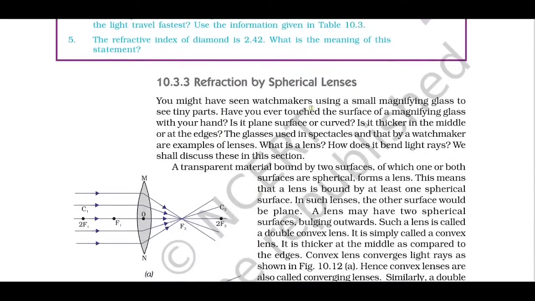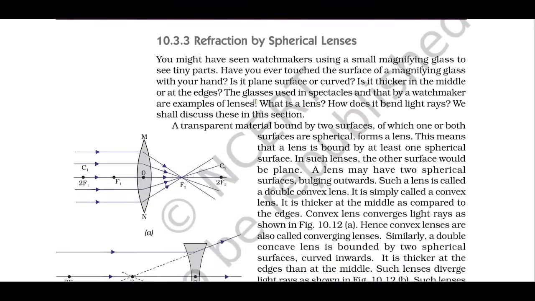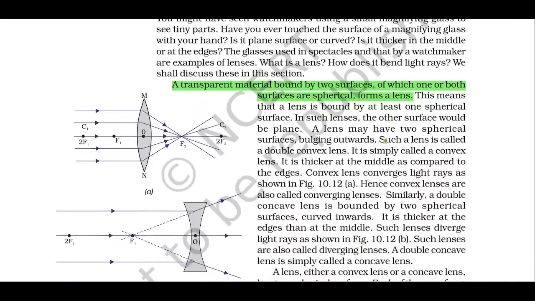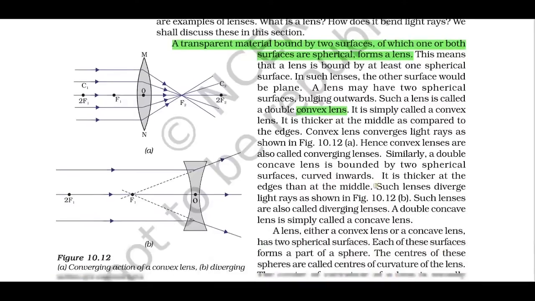Then the next important concept is refraction by spherical lens. Now we should know what is a spherical lens. A transparent material bound by two surfaces of which one or both the surfaces are spherical forms what? Lens. There are two types of lens: convex lens and concave lens.